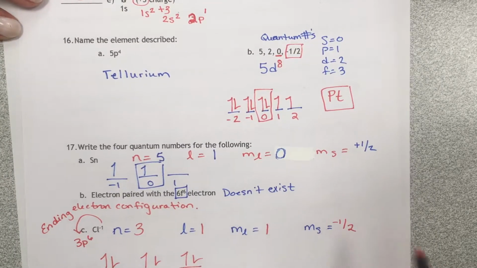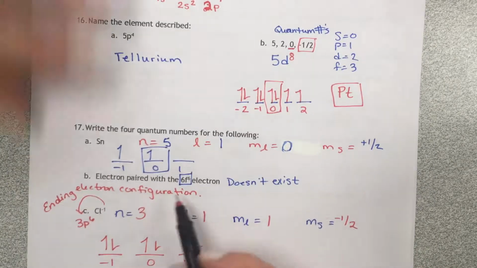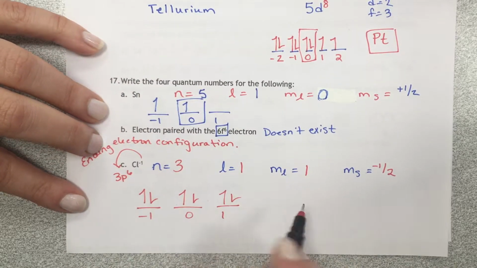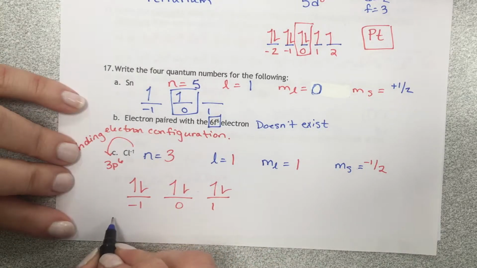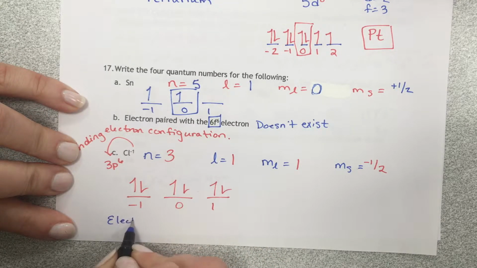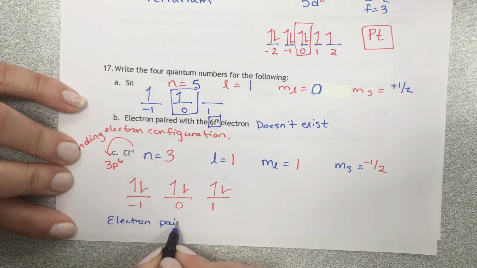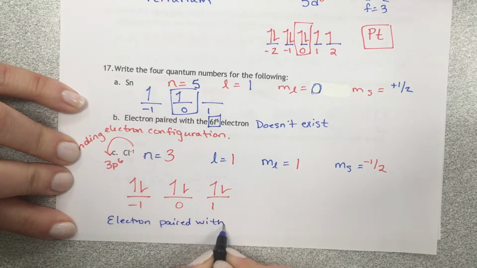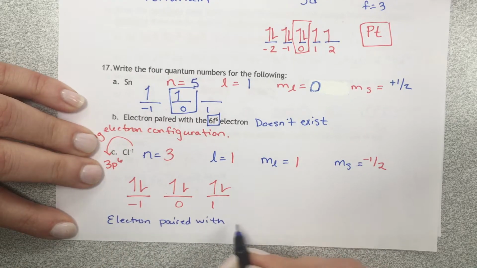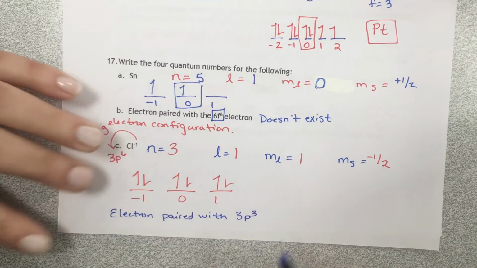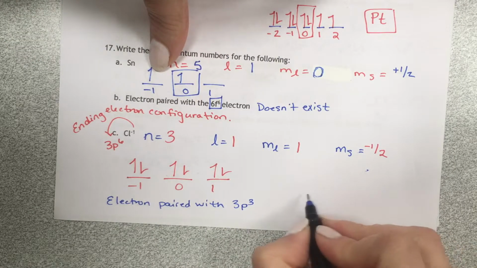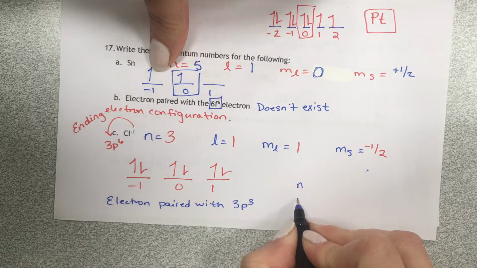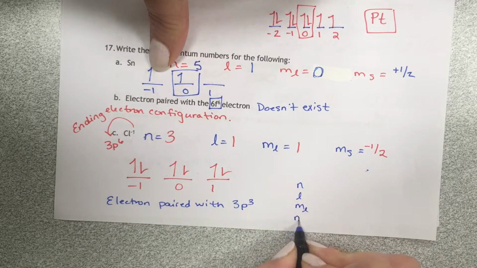Okay, that's it. We can do one like this so that you know electron paired with. So let's just make a question since this is already done. Let's say, because I think there's one like this on your test, I don't remember. Let's say it asks electron paired with, what was this, 3p6? Let's say 3p3. Okay, let's say we want to know the 4 quantum numbers for the electron paired with 3p3. So 3p3, we'll have an n, l, m sub l, and an m sub s.